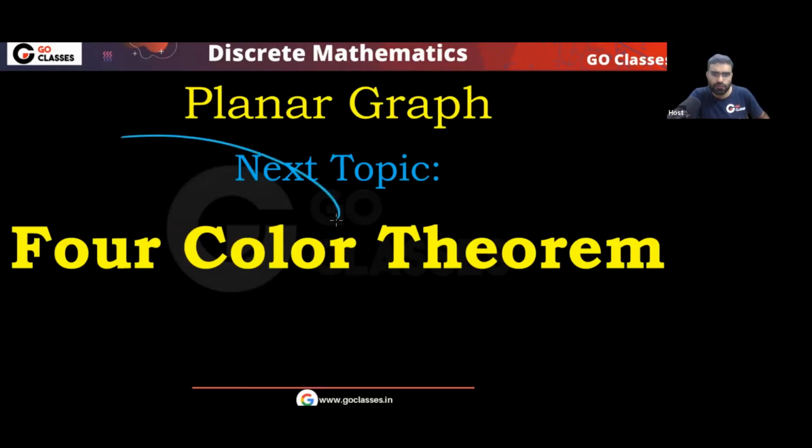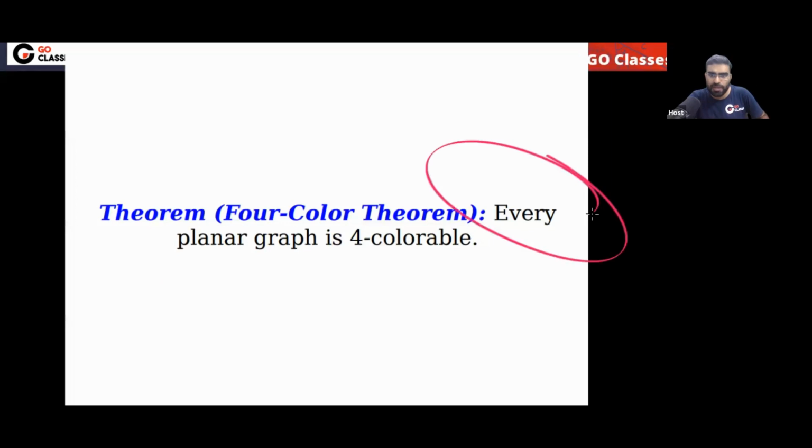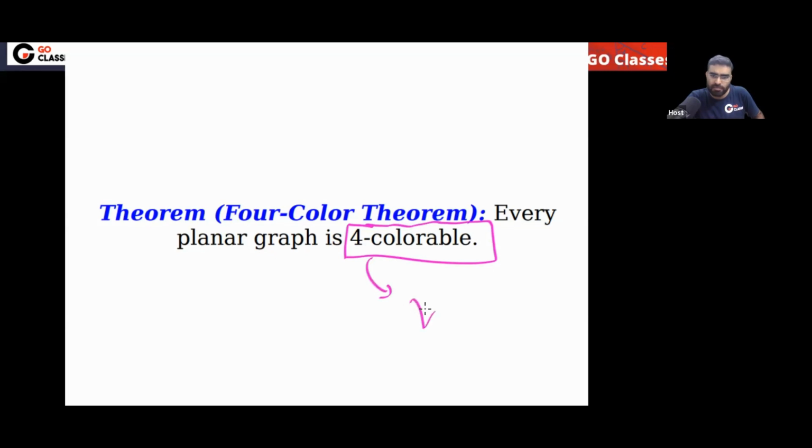Now let's see this topic, the four-color theorem. Let's see what this theorem says. This theorem says that every planar graph is four-colorable. What does this mean? Four-colorable means the chromatic number is less than or equal to 4. Is this clear? So this theorem says that every planar graph has chromatic number less than or equal to 4.